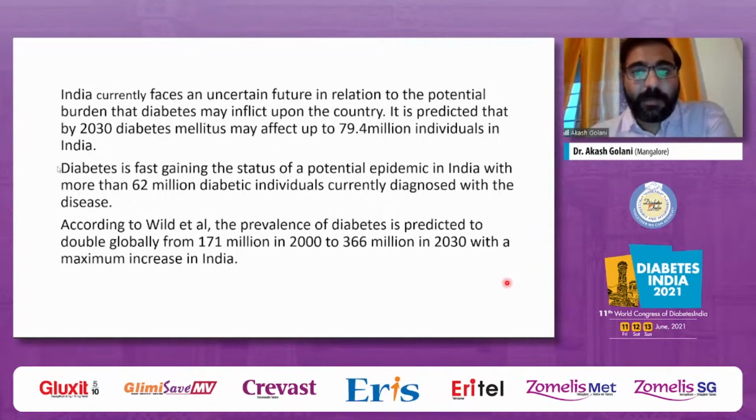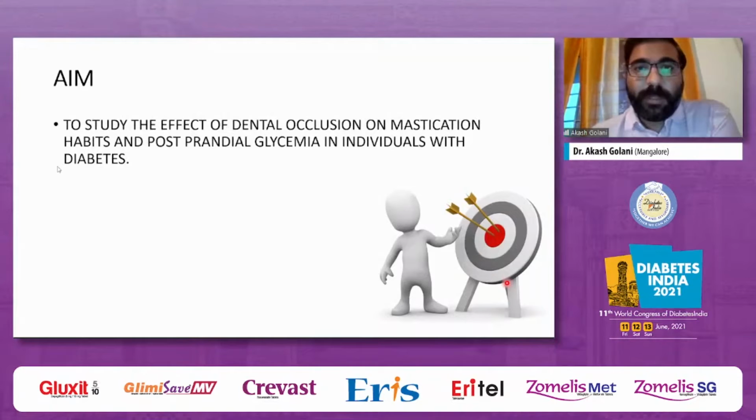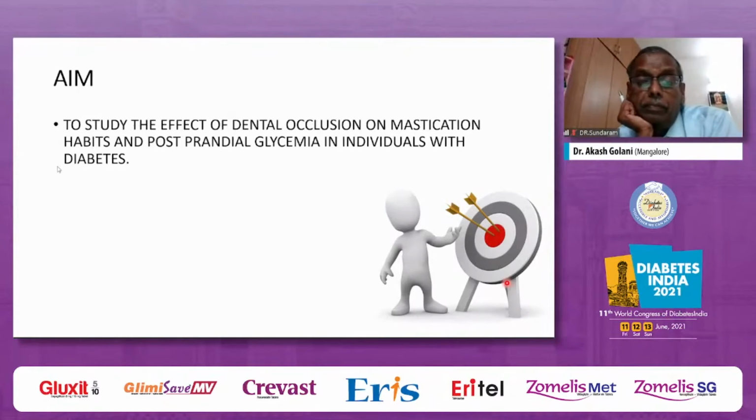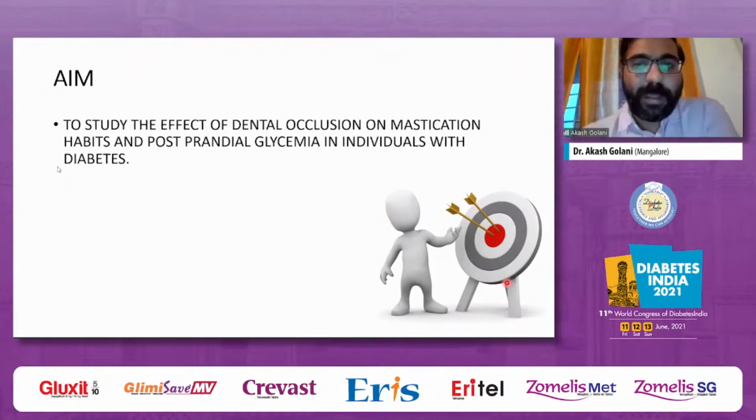Diabetes is fast gaining the status of a potential epidemic in India, with more than 62 million diabetic individuals currently diagnosed with the disease. According to Wild et al., the prevalence of diabetes is predicted to double globally from 171 million in 2000 to about 366 million in 2030, with a maximum increase in India. So for this reason, it is very important to have a strong primary prevention, and for that reason, we have used a very easy technique, which is dental occlusion and mastication frequency, which can be basically used by a primary care doctor as well as a primary dentist.